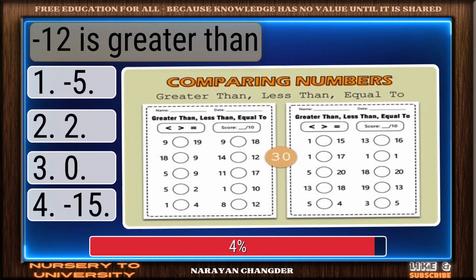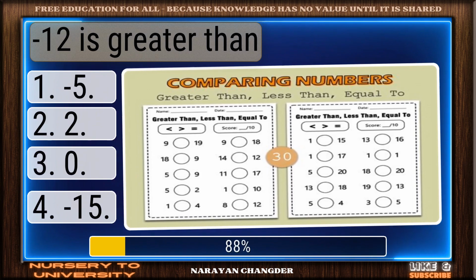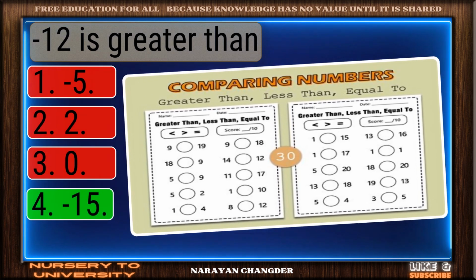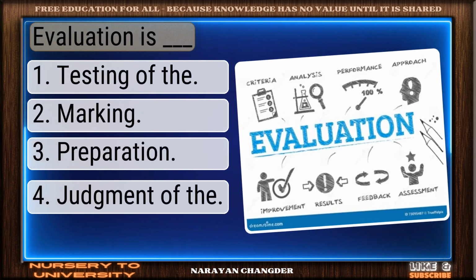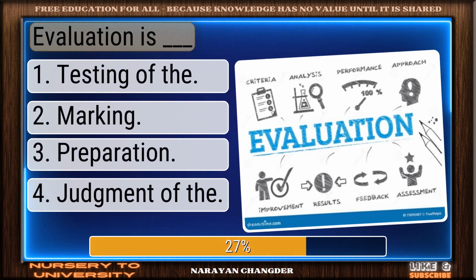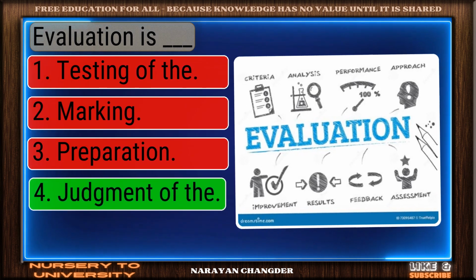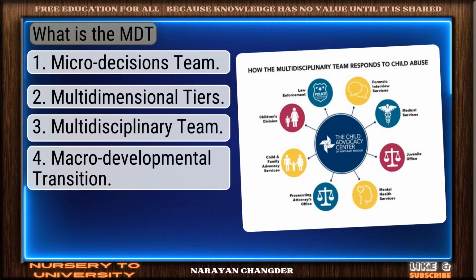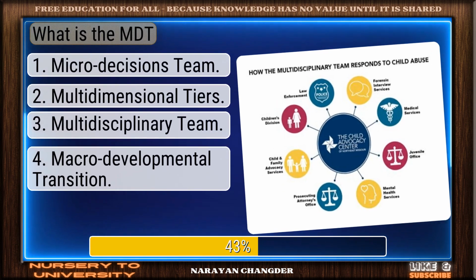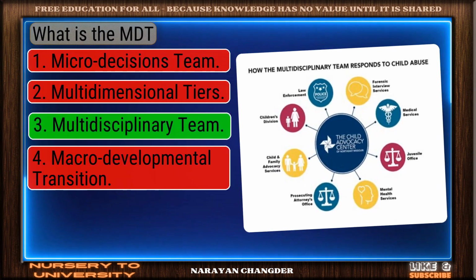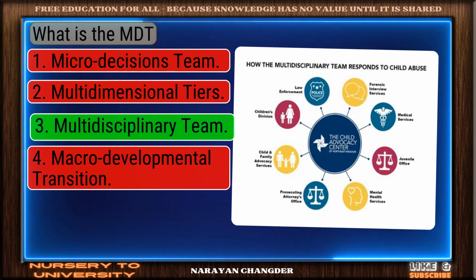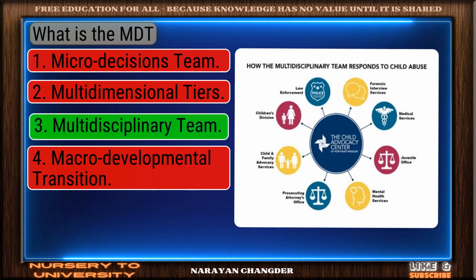12 is greater than. Bravo, 15 is the answer. Evaluation is dash. Well picked. Judgment of the is the correct answer. What is the MET? You chose multidisciplinary team, and it is correct.